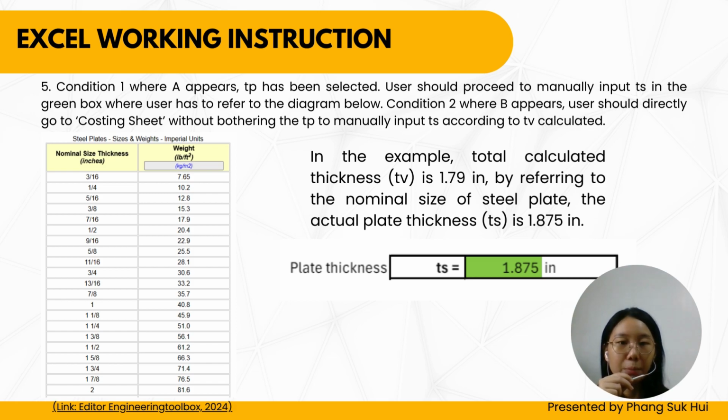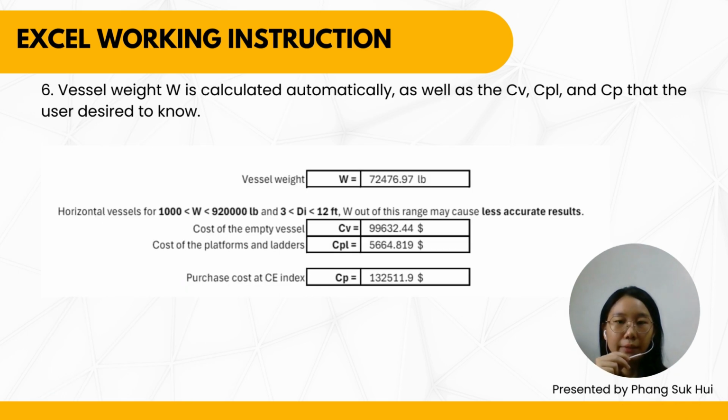After the user has input the TP, or TP is automatically calculated, TV will then be calculated, which is the total calculated thickness. In the example, the total calculated thickness TV is 1.79 inch. Thus, by referring to the nominal size of steel plate, the actual plate thickness TS should be 1.875 inch. The vessel weight W is then calculated automatically, as well as the CV, CPL, and CP that the user desires to know.